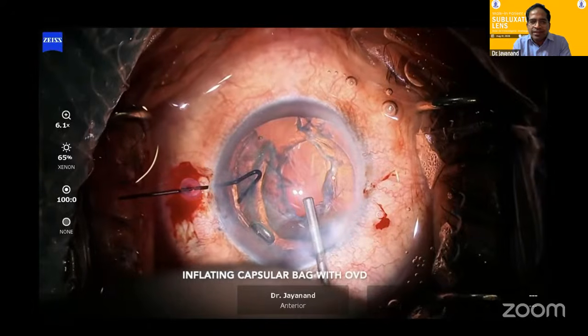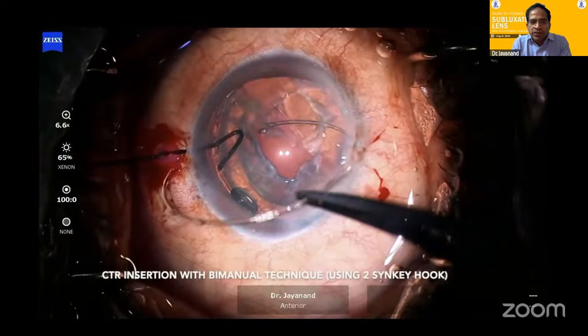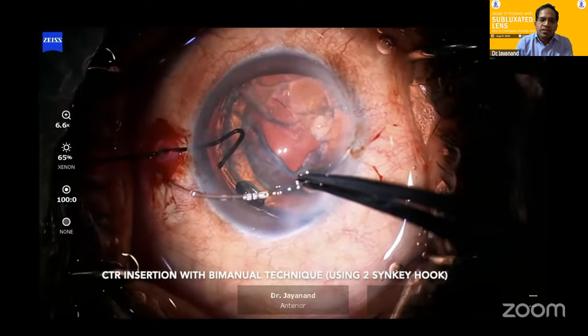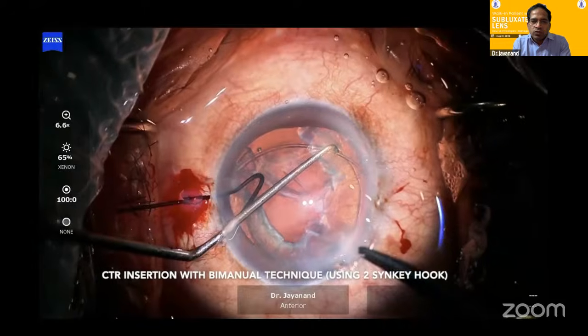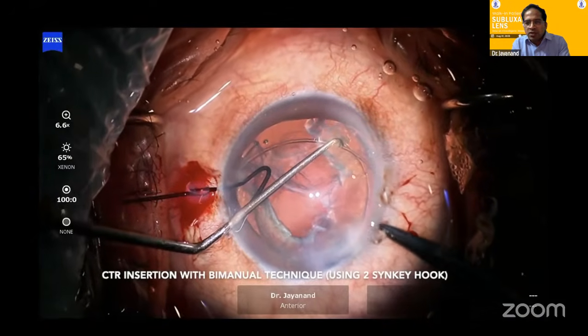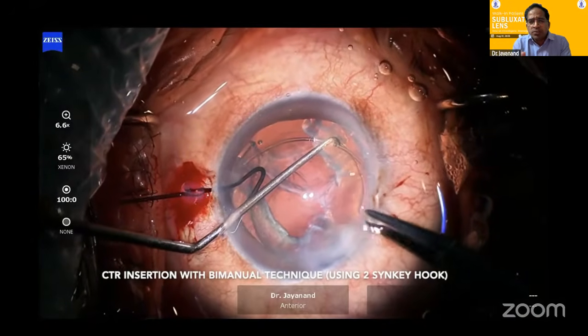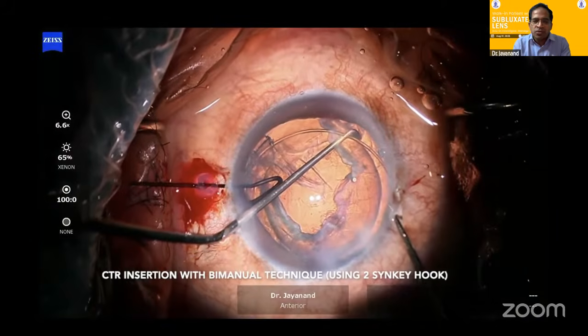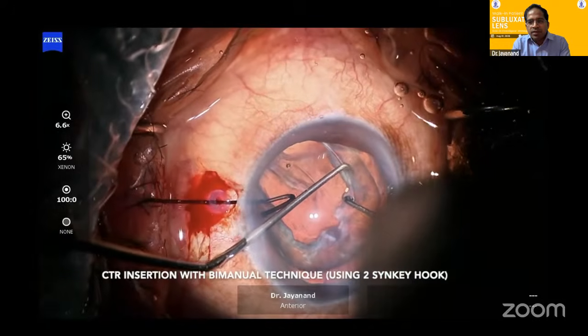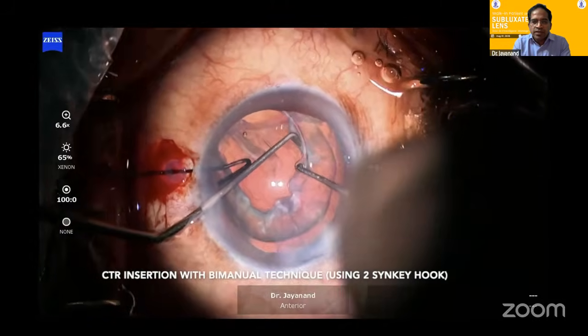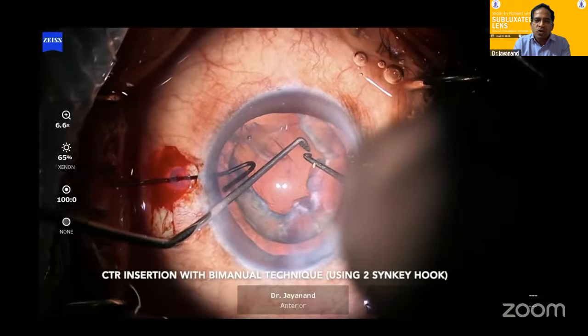And after injecting the viscoelastic within the bag, I am putting the CTR with the bimanual technique from the side port. So one of my instruments, Sinskey or either chopper, supports the CTR, and the second instrument guides it within the capsular bag. So it ensures that it goes into the bag and not into the sulcus.